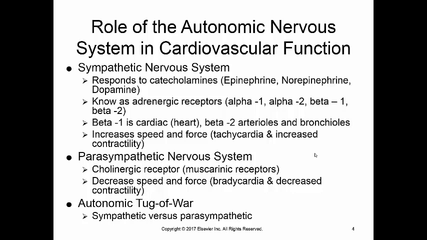Parasympathetic, on the other hand, this is the rest and digest side. So these are cholinergic receptors, and most specifically it's going to be the muscarinic receptors. And whenever acetylcholine actually triggers a muscarinic receptor, this causes the SA node to slow down the heart, or decrease the speed, and not beat quite as forcefully. So it actually causes both the slowing and a reduction in force of the heart.